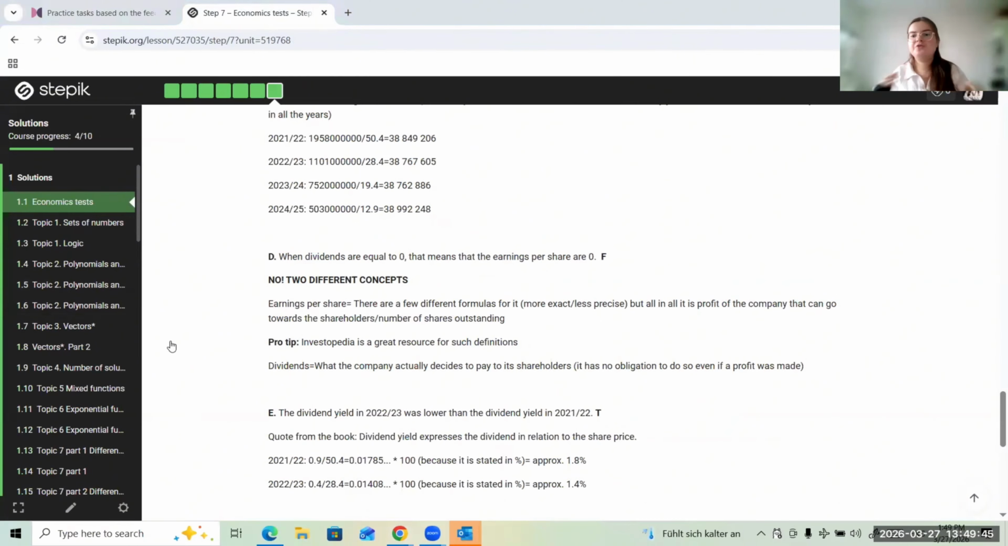And the actual definition, how you would approach it scientifically, would be earnings per share. Of course, there are different formulas for that. If you Google it, you could have like 5 different variations of it. But basically, it's the profit of the company that can go towards the shareholders, like what they have left to pay the shareholders, divided by the number of shares that are outstanding. So it's the idea. So it's what shareholders could potentially get per share that they own. But dividends is what actually the company decides to pay in the end, because the company can not pay any dividends and it's going to be fine.